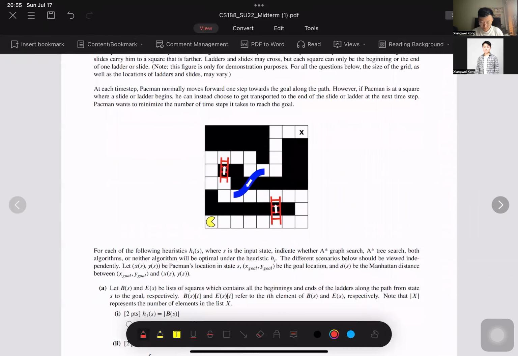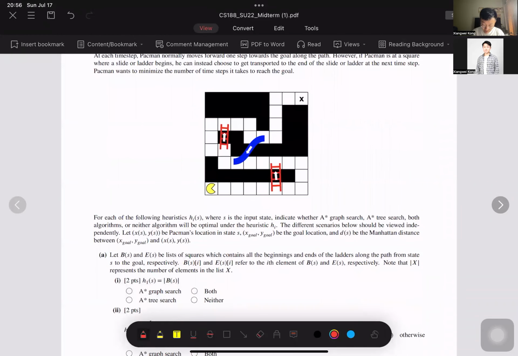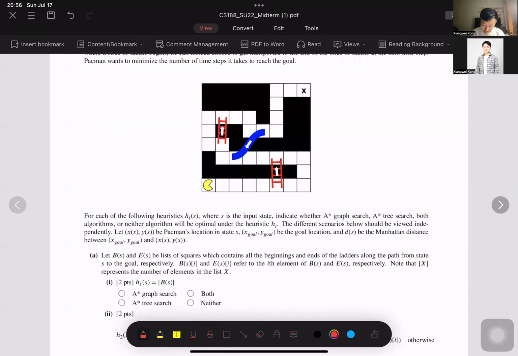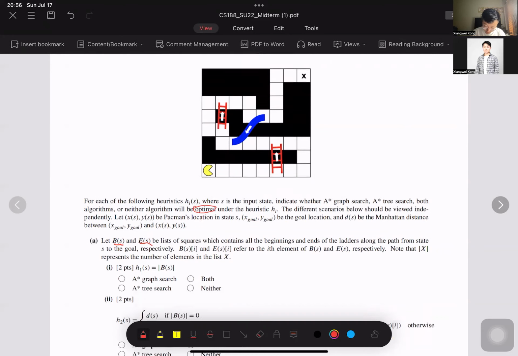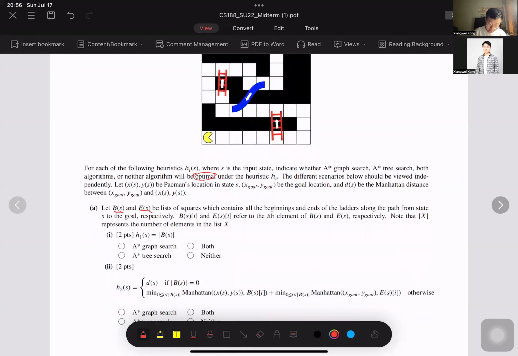So we're given the following heuristics and we need to determine whether the search will be optimal under certain heuristics. For the first one, BS and ES encode the beginnings and ends of letters. So the first heuristic says it will be the number of the beginnings of letters, which means just the letters.